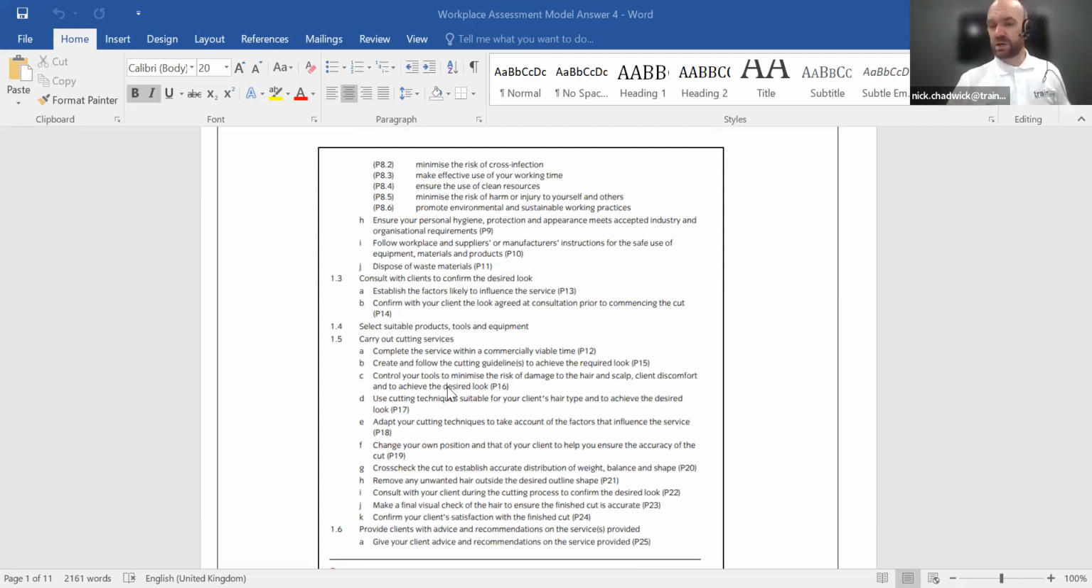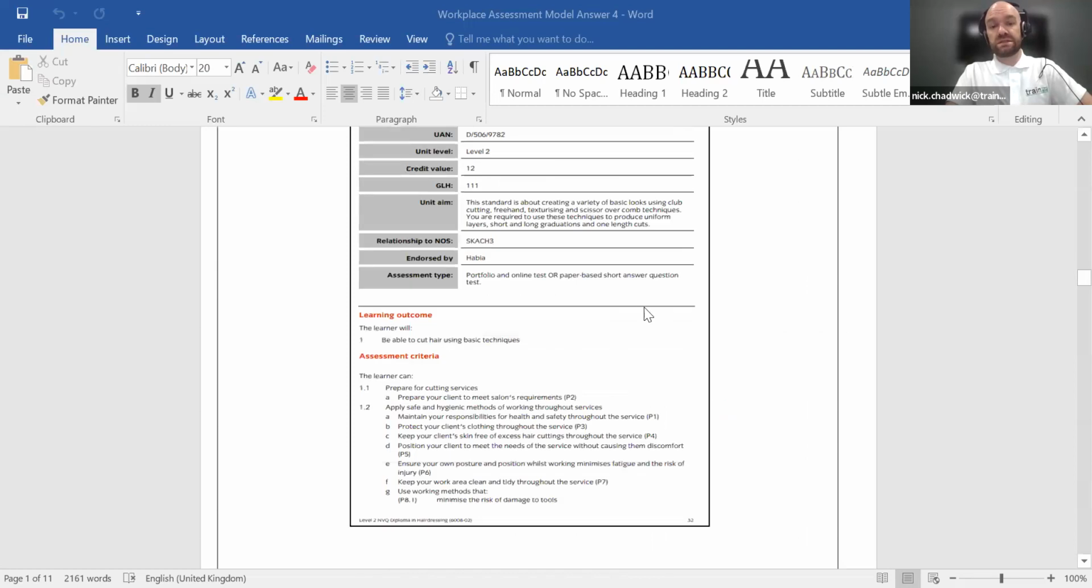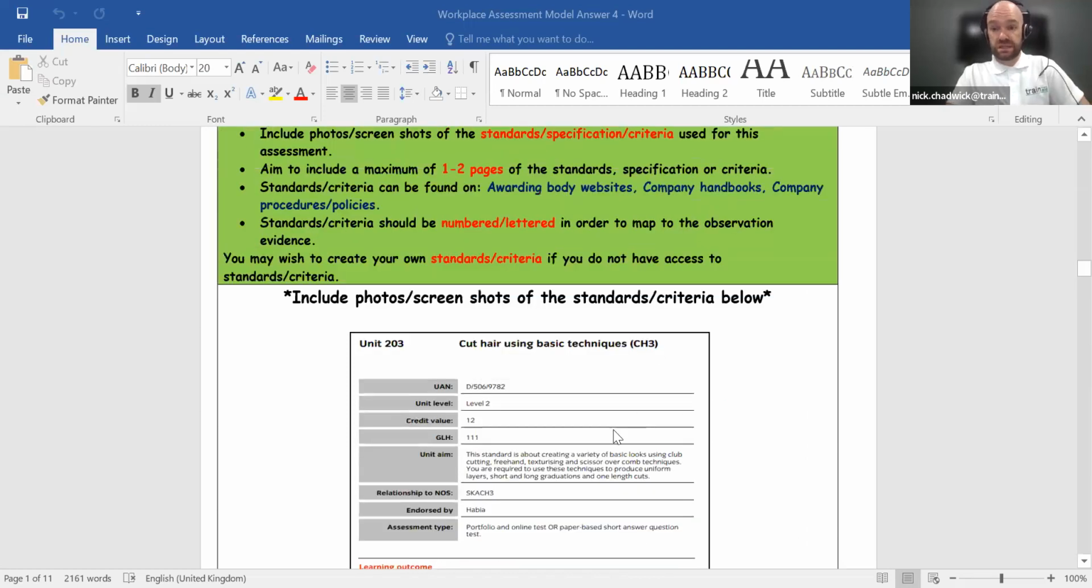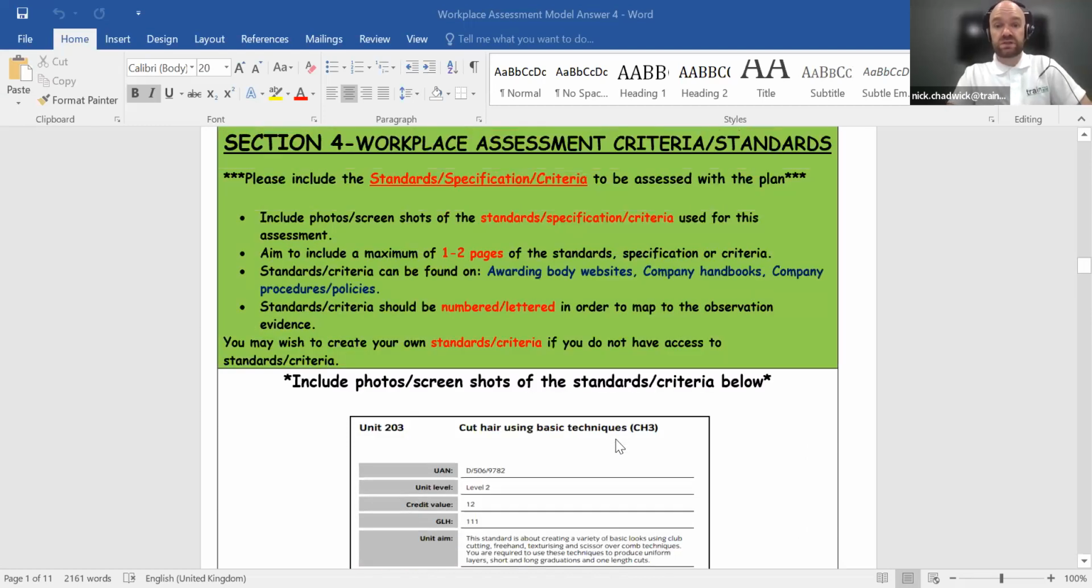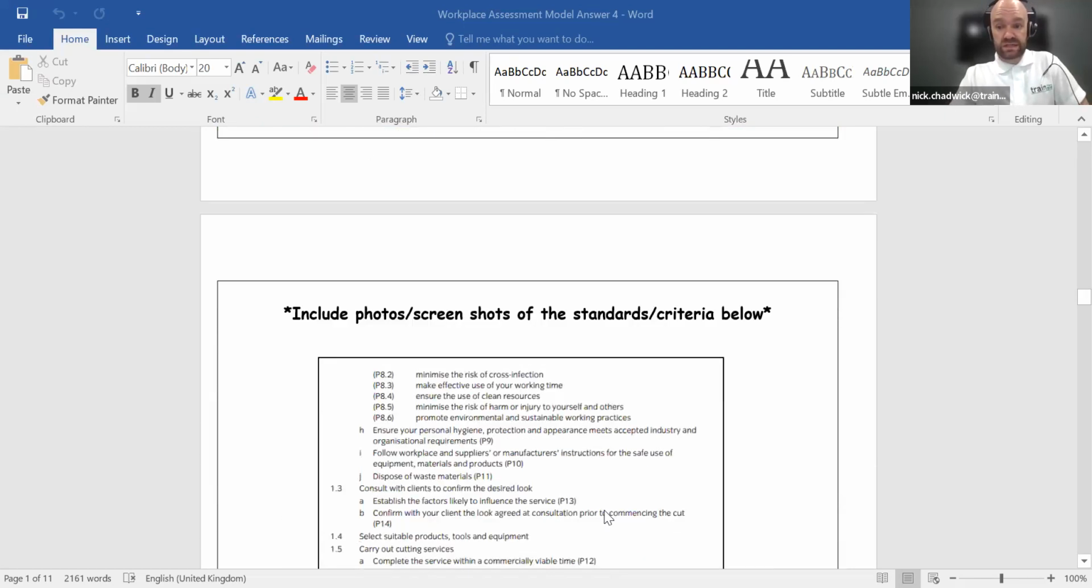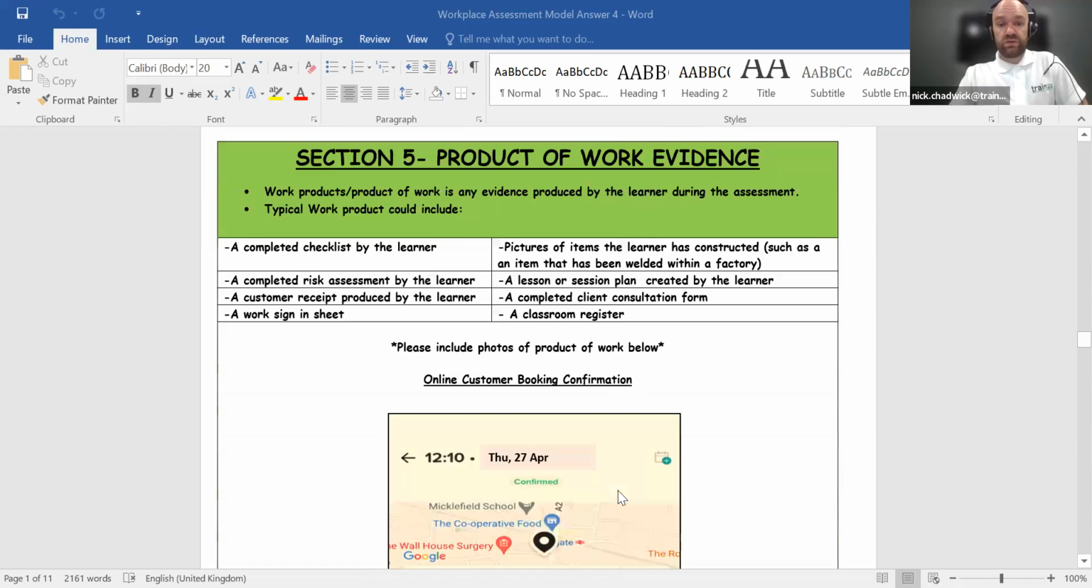Okay. So if you can copy and paste your standards into this section, that is fantastic. So the reader understands and knows what criteria is being used for the assessment there. Just moving on to the product of work.